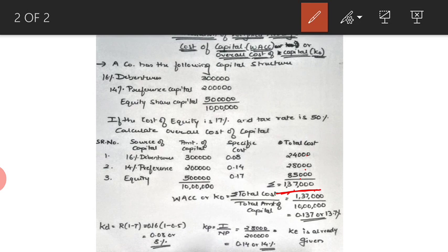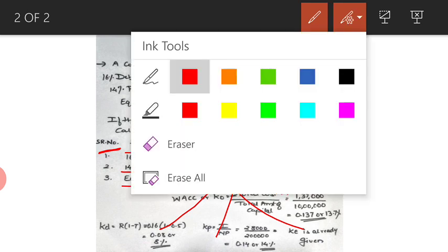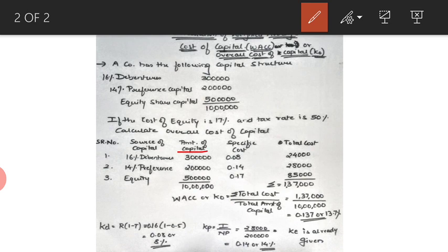I'll just repeat the table. First you have to take the serial numbers depending on how many sources there are, then the sources of capital, where you write all the available sources. Then the respective amounts of capital have to be mentioned beside the sources, and then we calculate and write down the specific cost of all the sources. Then we multiply the amount of capital into specific cost to get the total cost. Once we get the total cost, we take the sum of the total cost, and we also calculate the summation of total amount of capital.